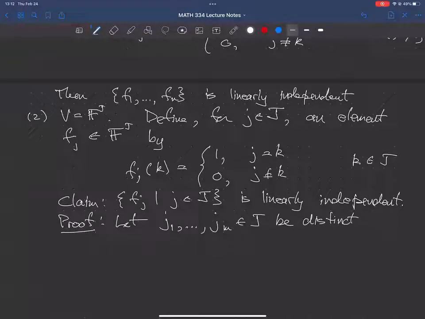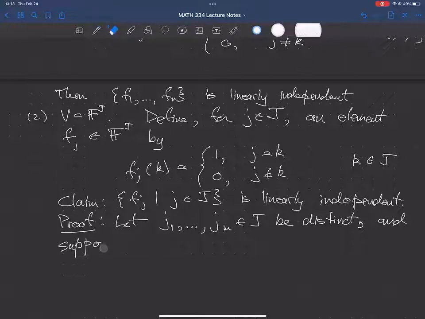So no two of them are the same. Okay, now, so that's going to give me my finite subset. And so what I need to do is take a linear combination of those finitely many vectors and set it equal to 0.